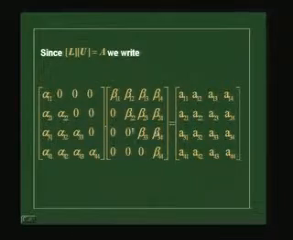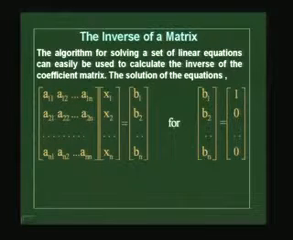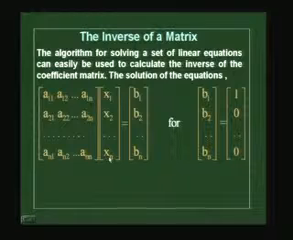Now how do we find the inverse of this matrix? The way to find the inverse is the following: we use this matrix A, and for B1, B2, B3, we substitute 1, 0, 0. That gives us one set of solution, x1, x2 up to xn.